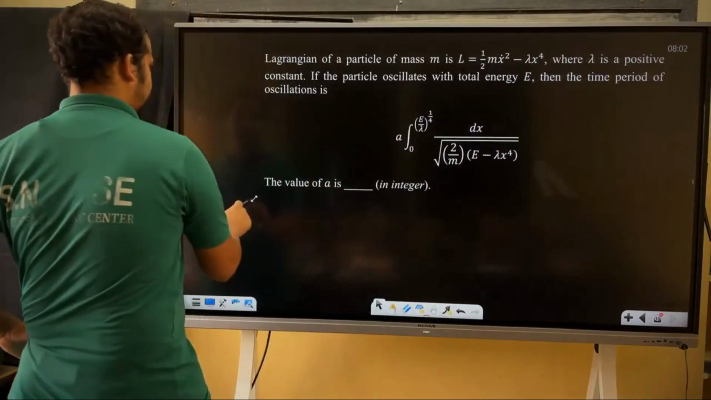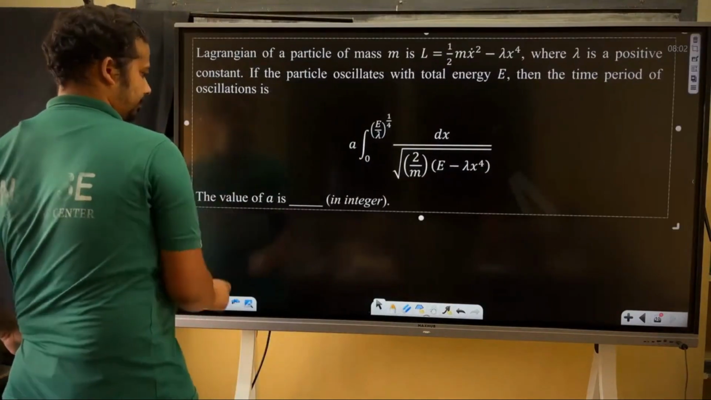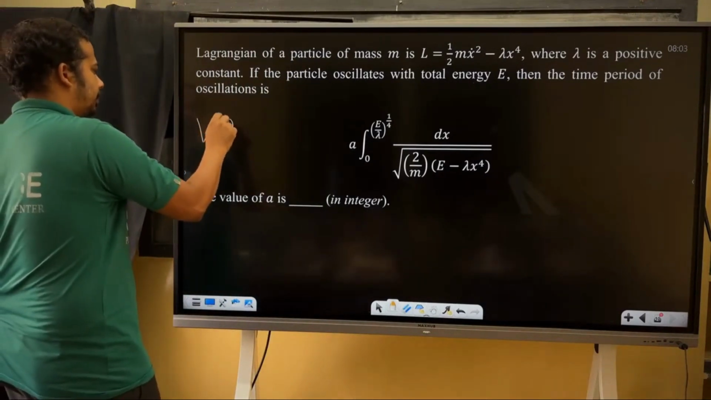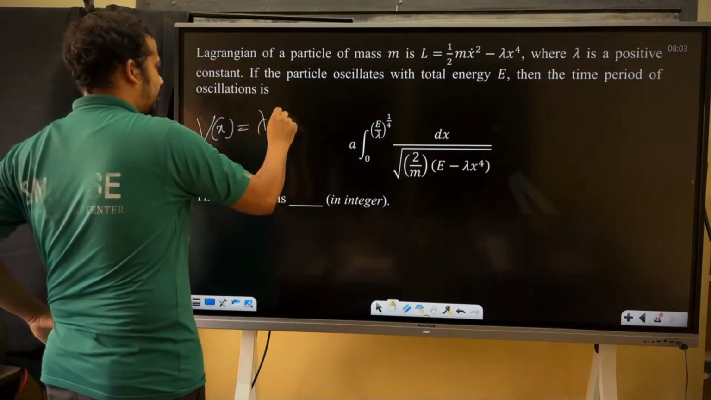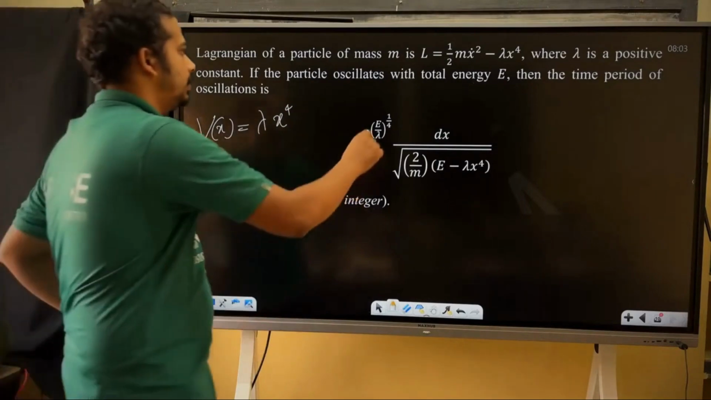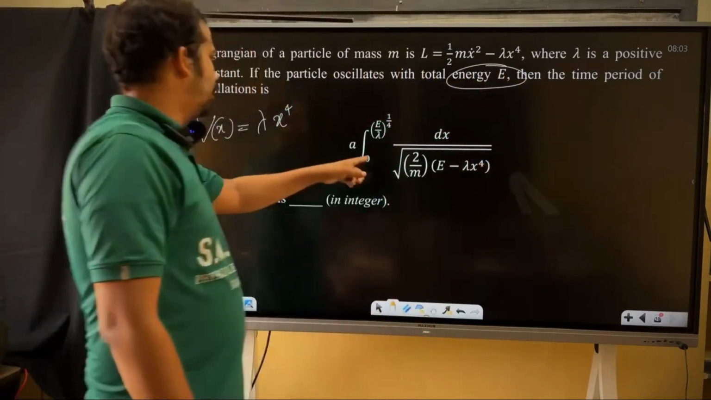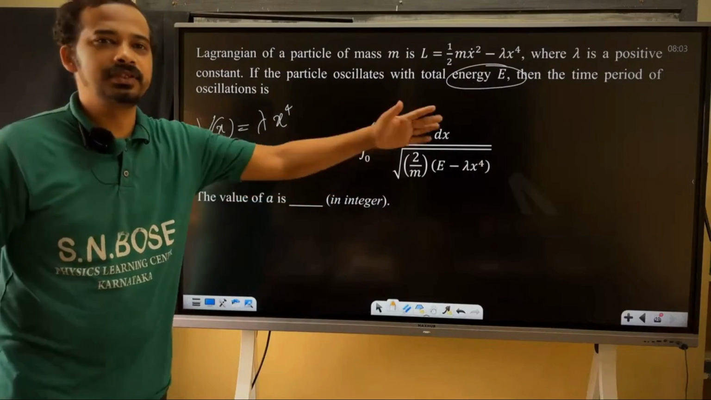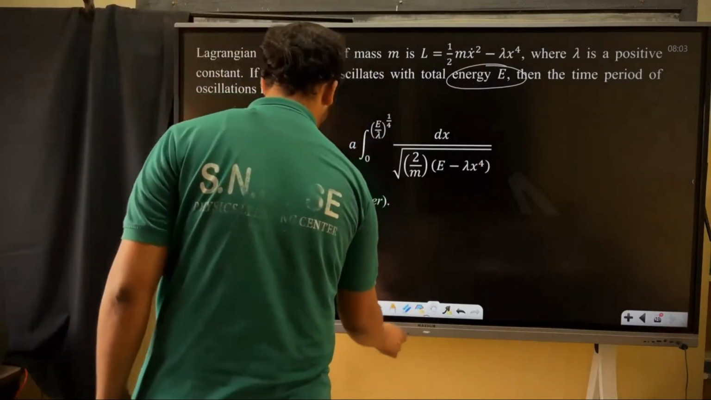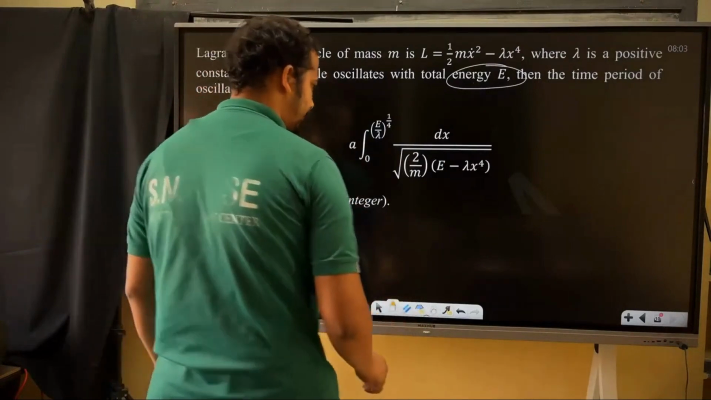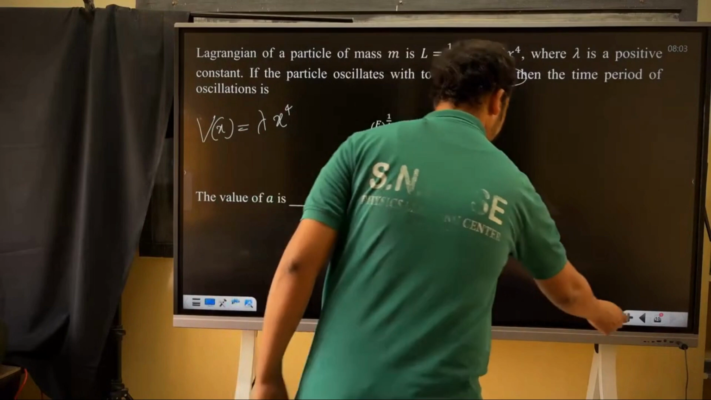The Lagrangian of a particle is given, where lambda is a positive constant. If I see the Lagrangian, I can grab what V of x is. V of x is lambda x raised to 4. This is also that type only. If it is oscillating with a total energy E, then the time period of oscillation is asked as an expression. He's not asking for the value of this integral and all. Very logical question. And he gives some A. What is that A? That's what he's asking.